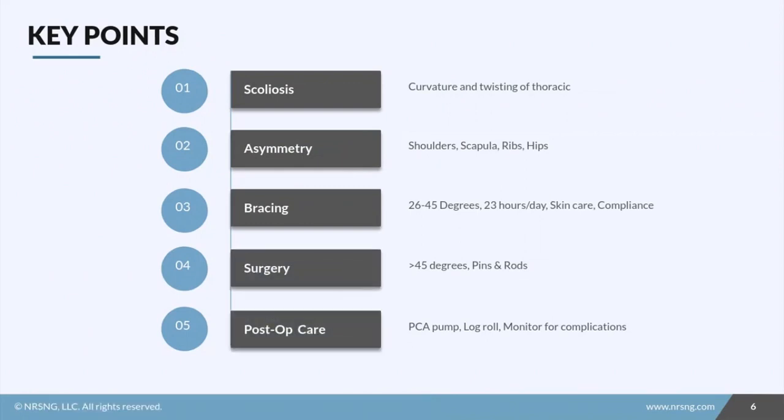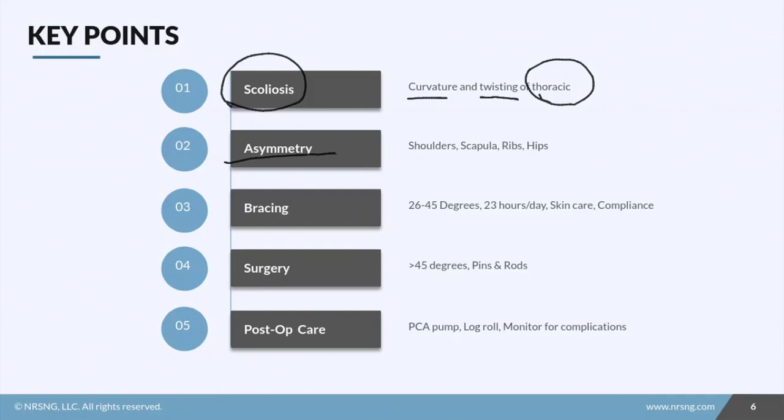Okay, so let's do a recap of your key points for this lesson. So first thing to know is scoliosis is when there's curvature and twisting of the thoracic spine. It varies in terms of severity, so you can have less than 25, which is mild, and they may not need any treatment at all, or you can have greater than 45 degrees curvature, which means they're probably going to need surgery. When you are doing your assessment regarding scoliosis, you want to look for asymmetry on that back. So you're looking at shoulders, scapula, ribs, and hips as well.